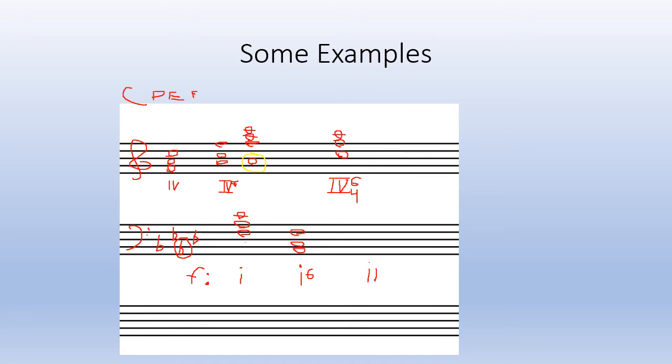Now let's make this, oop, that's a 2. I wanted to do a 1. Let me erase that. Let's make this 6-4 now. Nice and simple. Again, now the fifth, this C, is in the bass, so this is a second inversion chord.